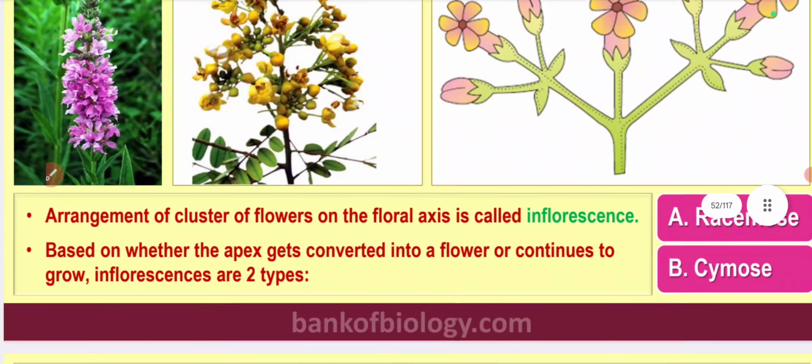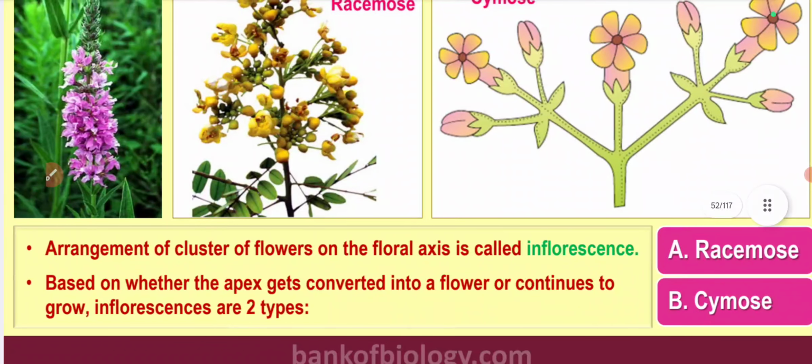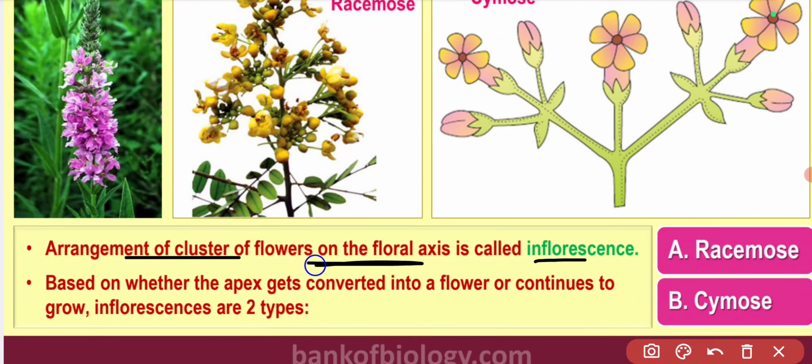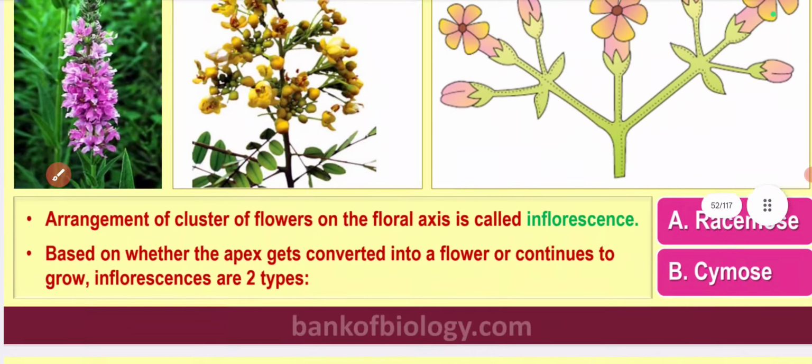Arrangement of a cluster of flowers on a floral axis is called inflorescence. So, what do you mean by inflorescence? The arrangement of flowers on a floral axis or on a branch is called inflorescence. Based on whether the apex gets converted into a flower or continues to grow, inflorescences are of two types: racemose and cymose.